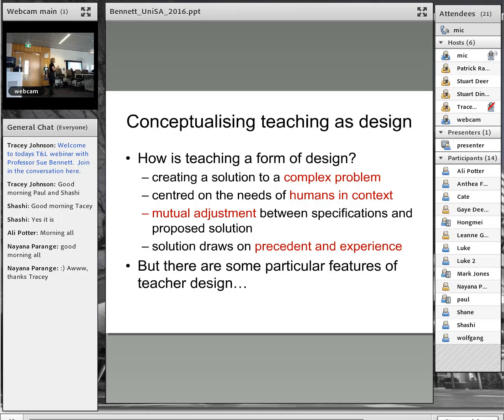So design is about creating a solution to a complex problem. It's about humans in context. It's about a process of mutual adjustment where you come to know the problem better, the specifications of the problem, you further create and develop the proposed solution, and solutions draw on precedent and experience. Those are characteristics that all kinds of design activities have, whether it be architectural, engineering, or industrial design. When you think about it, there are also characteristics of teaching as well. So given that there are some general characteristics, there are also some particular features of teacher design.